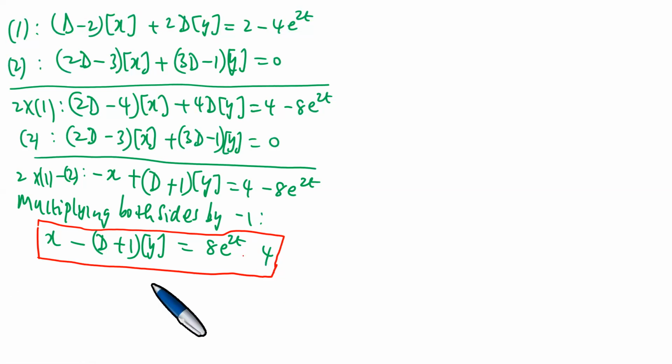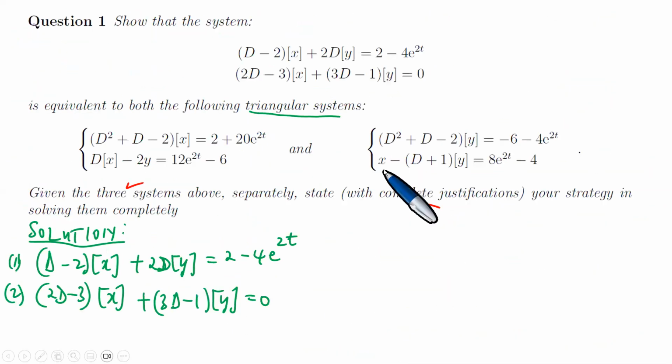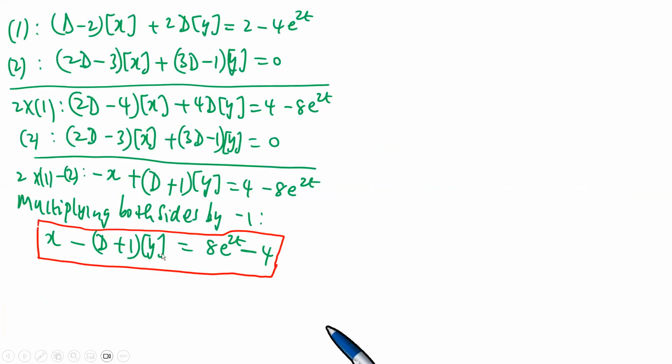Any comments? Maybe there's something else you're observing? Yes, I was going to make that comment. It should have been minus. Okay, thank you so much. Obviously, I'm making reference as well to where you were supposed to get to. So yeah, it's exactly this one. That's why I multiplied through by negative. So you have x minus (d plus 1) y equals 8e to the 2t minus 4. So it's exactly this one.